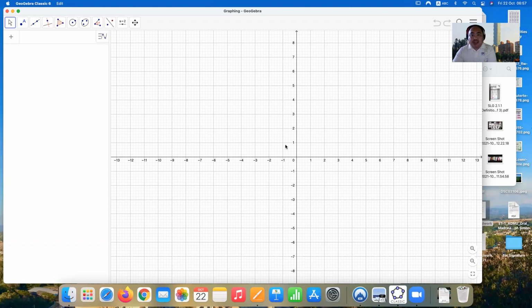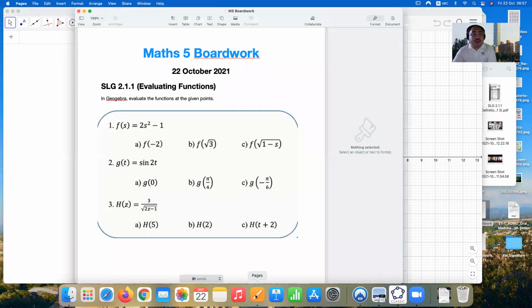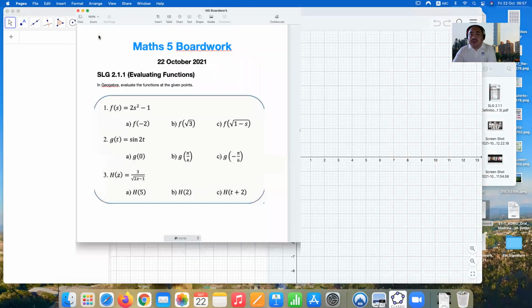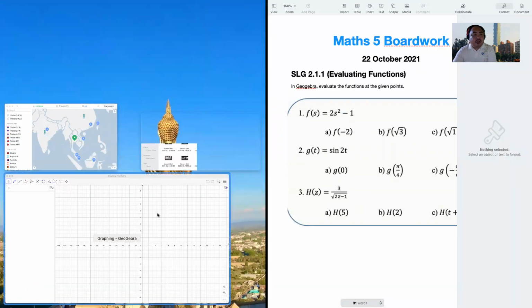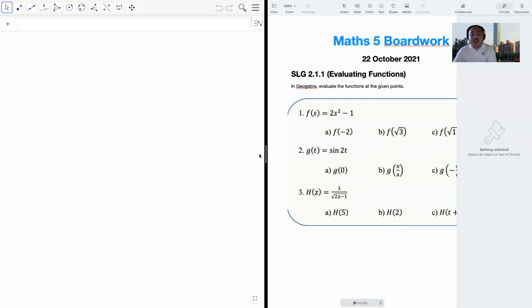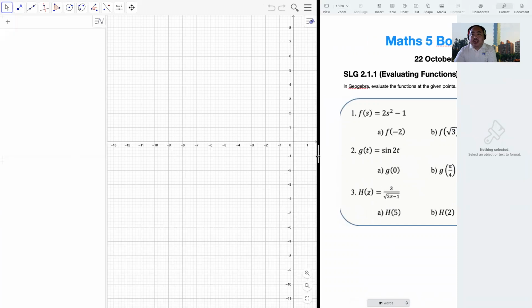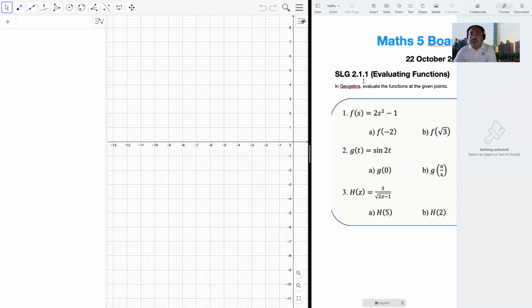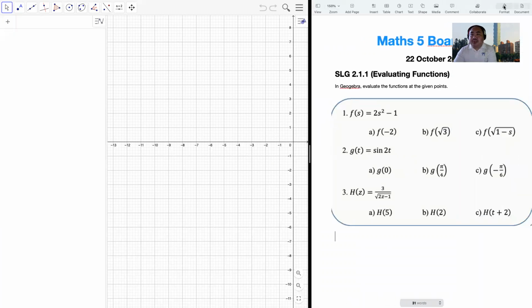Right. So let's see. May I share my screen now? As usual, I will share a composite screen with your GeoGebra on one portion and then your examples at the right part.